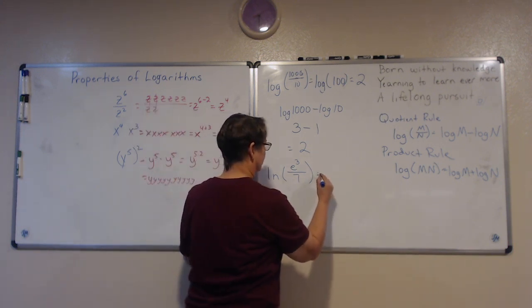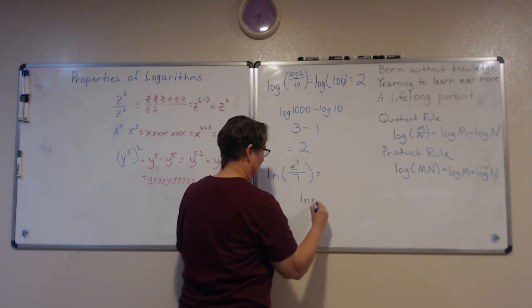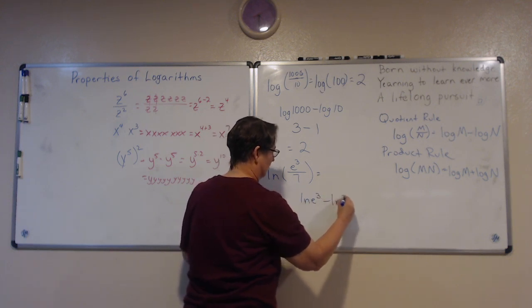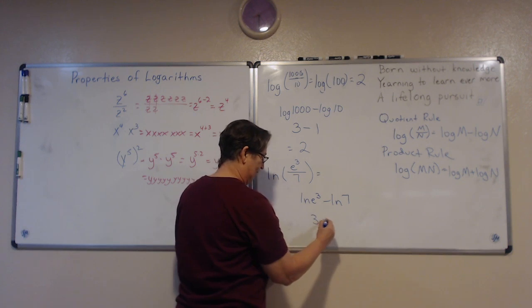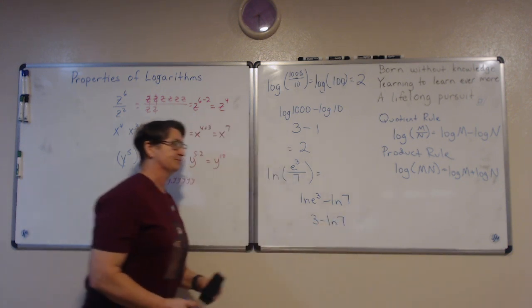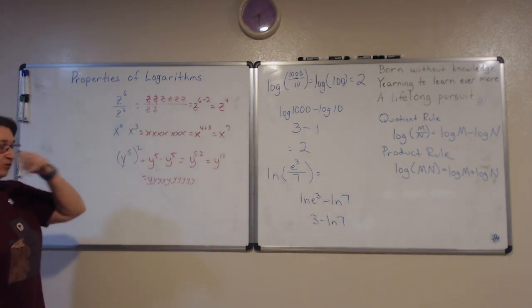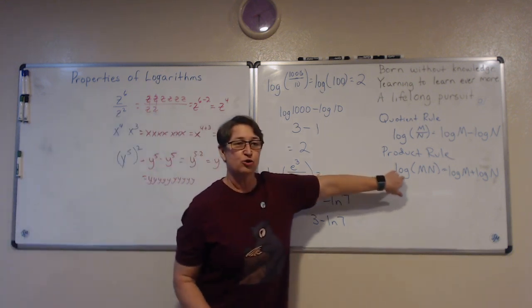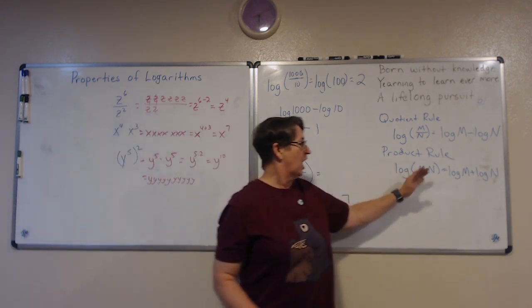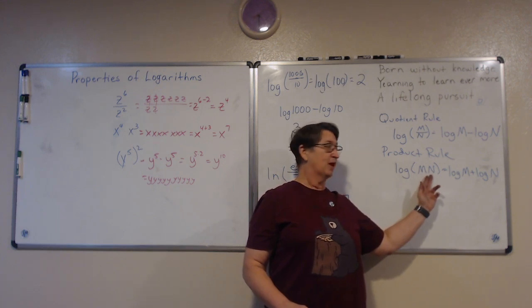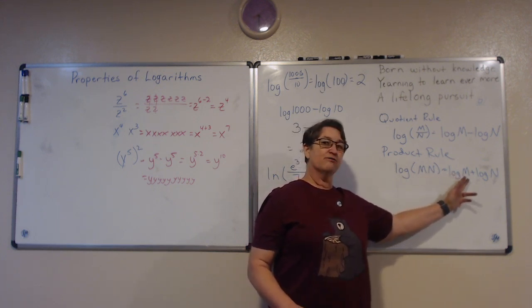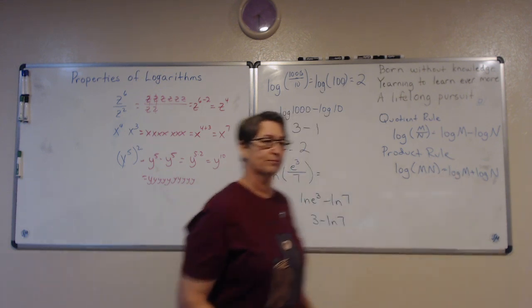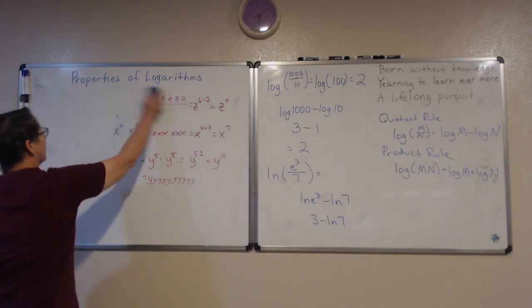All right, this was natural log of e cubed minus the natural log of 7, or 3 minus the natural log of 7. Okay, we're going to use this product rule next. So the log of that inside being multiplied is equal to the log of the first one plus the log of the second one. All right, let's do it.